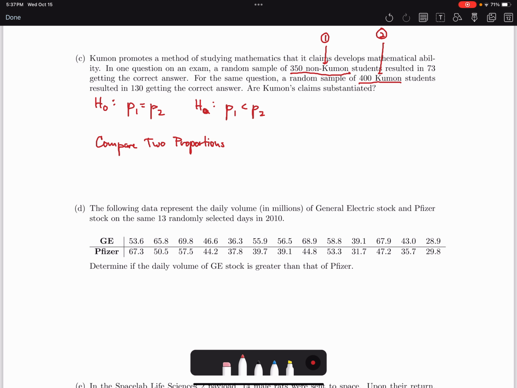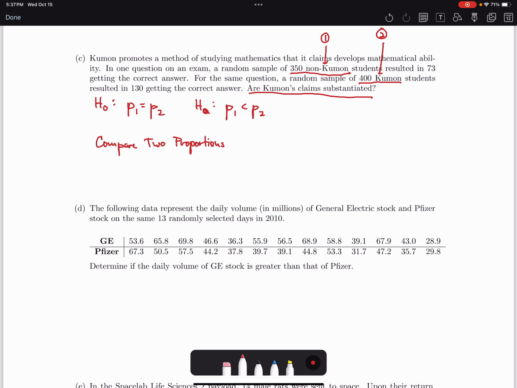Now, I know we're comparing two groups because the problem clearly indicates that we're comparing two groups, right? We had a random sample of 350 non-Kumon students, which I'm calling group 1, and then another random sample of 400 Kumon students, which I'm calling group 2. So since we're comparing two proportions, the null hypothesis is going to be that P1 equals P2. As for the alternative, we want to know if Kumon's claims are substantiated. Well, what are Kumon's claims? They claim that they have a method of studying mathematics that develops mathematical ability.